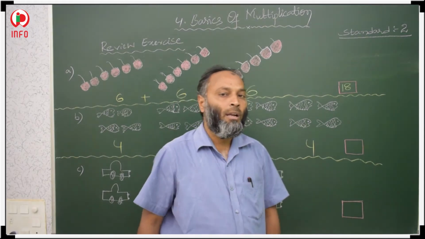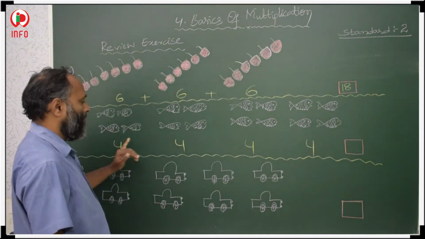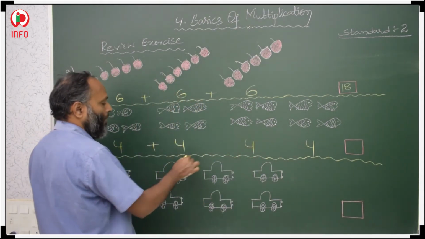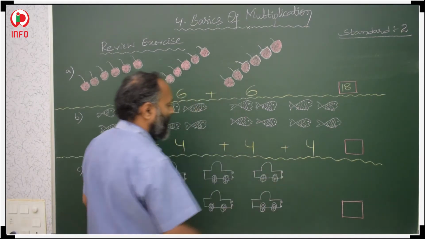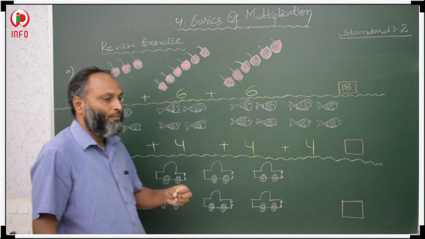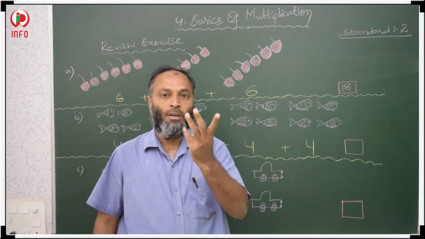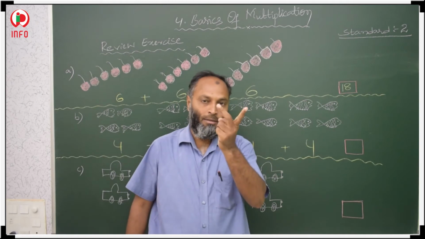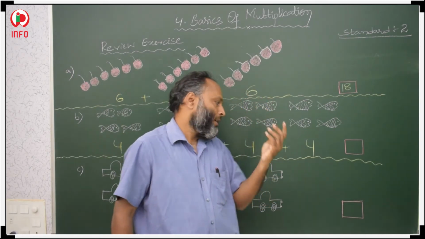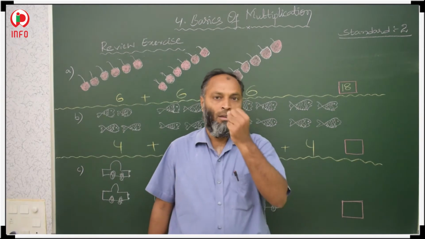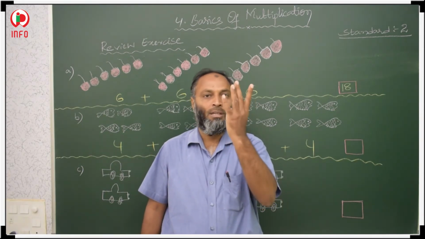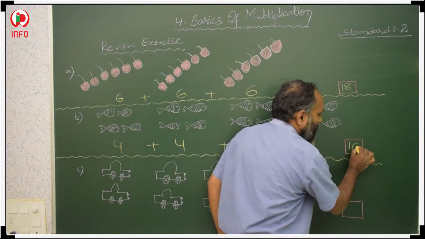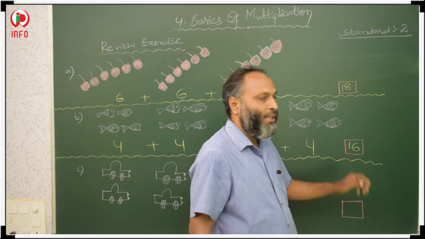Here 4, 4, 4, 4. We have to add all these 4s. Then 4. After 4 again 4, 5, 6, 7, 8. After 8 again 4. 9, 10, 11, 12. After 12 again one more 4. 13, 14, 15, 16. Total 16 fishes. That we have to write in the box.